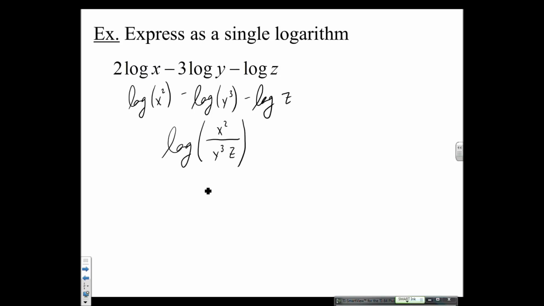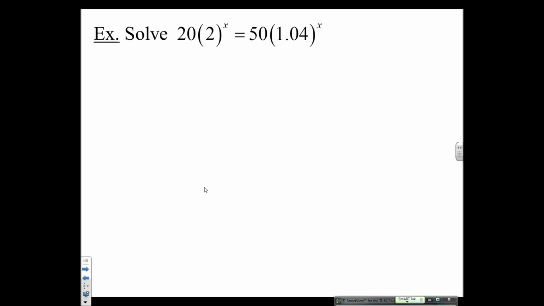Now, the main use of logarithms, as far as I'm concerned, the main use is solving exponential equations. So something like this: solve 20 times 2 to the x equals 50 times 1.04 to the x. So again, different ways to go about this. I think that the easiest way to do this problem would be to make it so that there's only one exponential thing. In other words, I'm going to divide both sides by 2 to the x. I'm going to turn this into one big exponent, but then I also want to move the 50 to the other side.